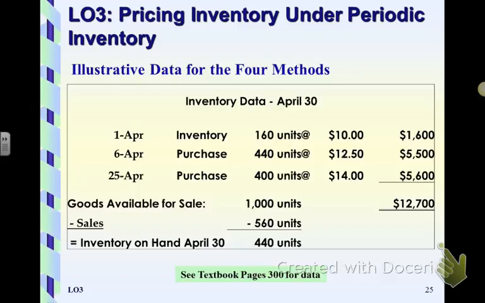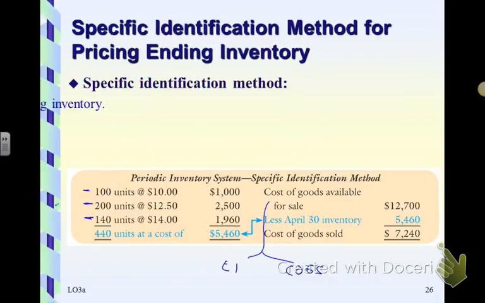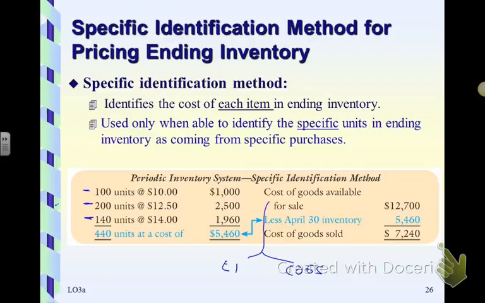Okay, so that's what we're going to be doing. We're going to use the same data, and see how using different methods of valuation is going to affect our income statement and balance sheet. So, let's look first at the specific identification method. It identifies the cost of each item in the ending inventory, and applies this to the specific items for cost of goods sold and ending inventory. So it will tell us specifically which items we sold and which items we kept on our books.